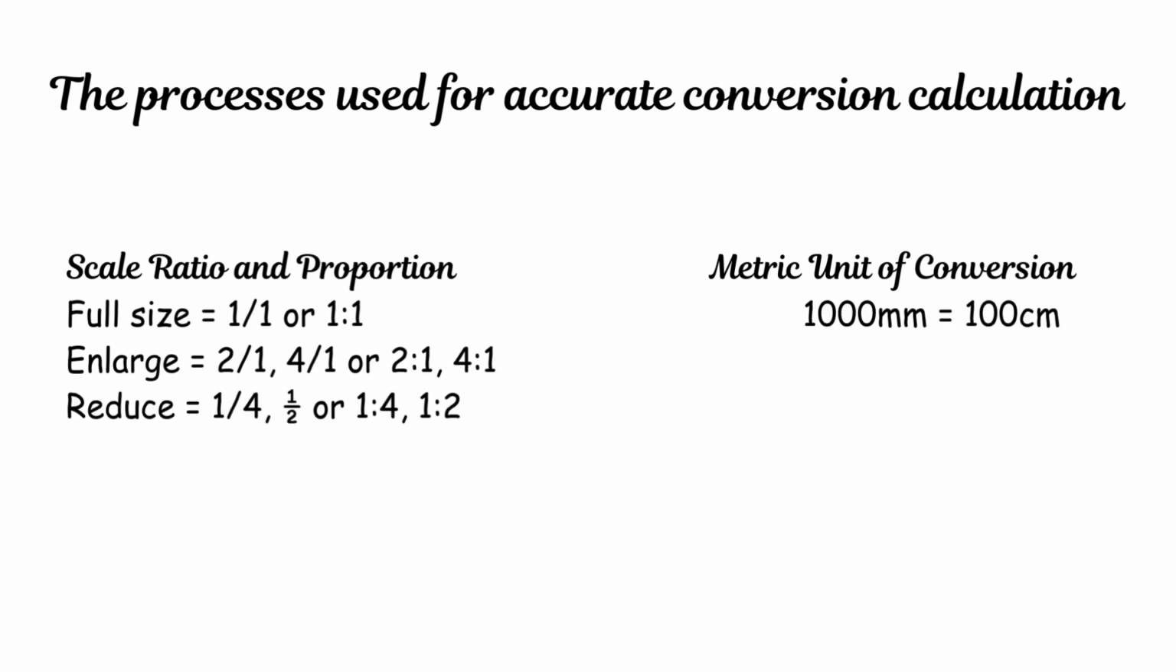We also learned the metric system unit of conversion wherein 1000 millimeters is equal to 100 centimeters, 100 centimeters is equal to 1 meter, and 1 meter is equal to 100 centimeters. 100 centimeters is equal to 1000 millimeters. Today, you have learned the measuring tools used in technical drafting and how to perform scale calculations and unit conversions. Keep practicing your measurement skills, and soon, accuracy will become second nature in your drafting work. Remember, precision is the foundation of every great design.